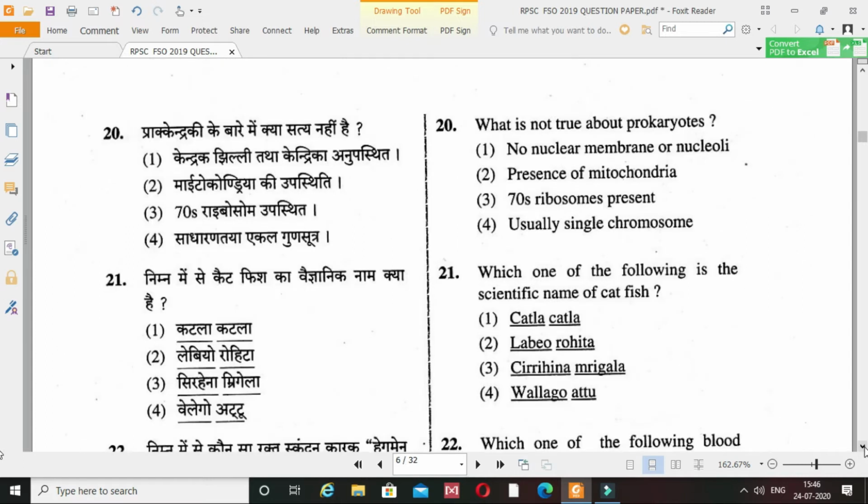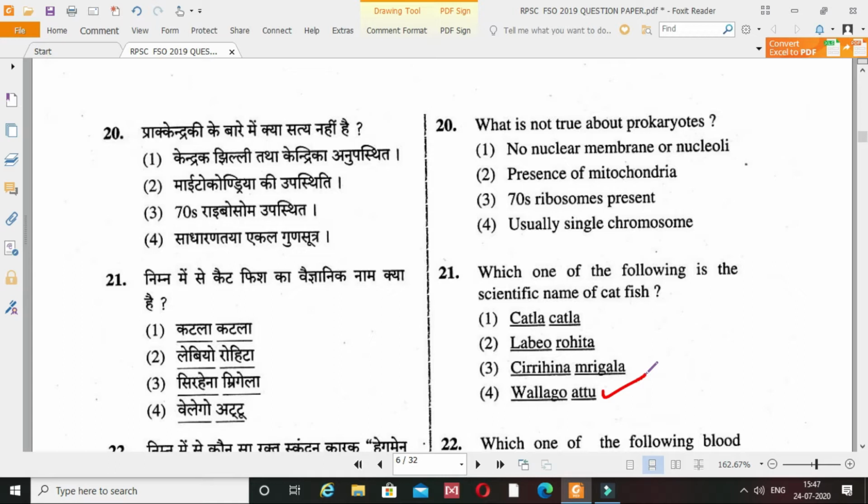Next question 21. Which of the following is the scientific name of catfish? 1. Catla catla, 2. Labeo rohita, 3. Cirrhinus mrigala, 4. Wallago attu. Which is the answer? Here the answer is 4. Wallago attu. In Malayalam it is known as Attuvala.